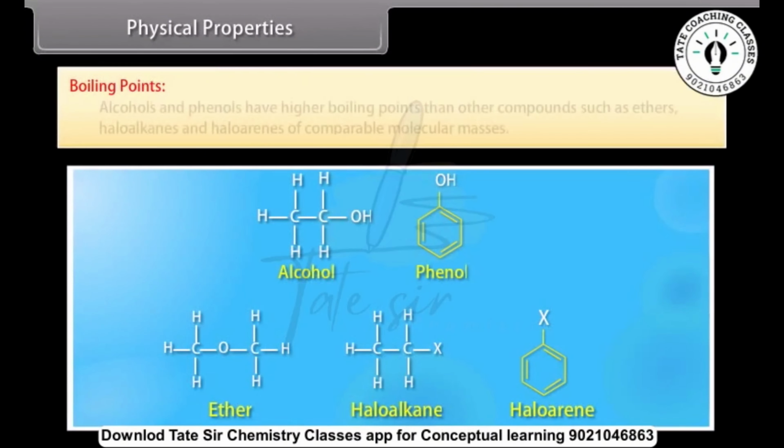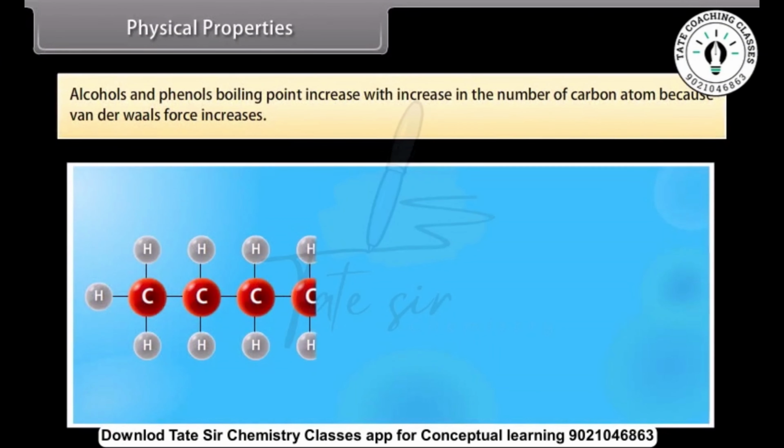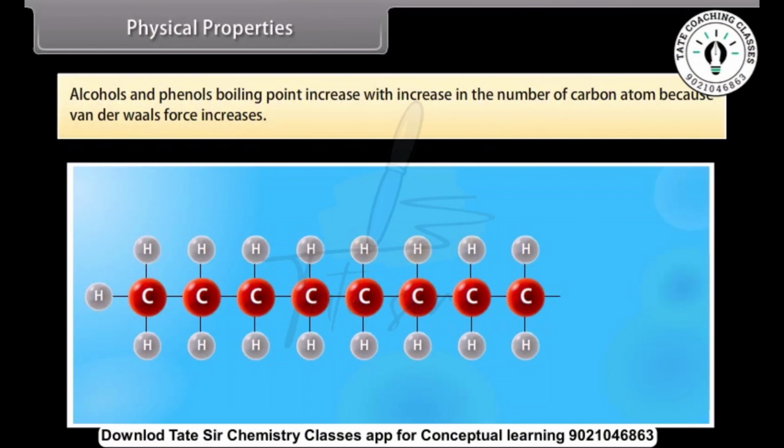Physical properties. Boiling points. Alcohols and phenols have higher boiling points than other compounds such as ethers, haloalkanes and haloarenes of comparable molecular masses. The boiling points of alcohols and phenols increase with increase in the number of carbon atoms, because van der Waals force increases.